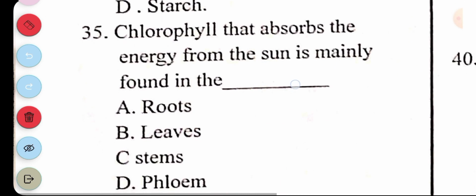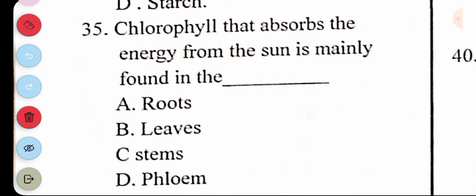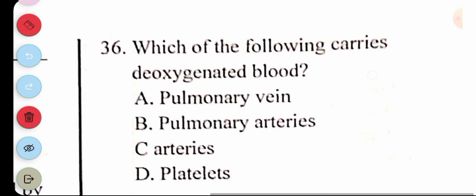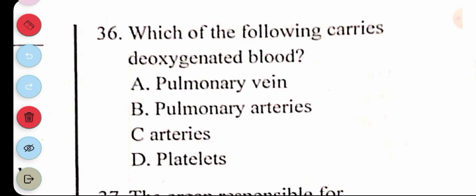35. Chlorophyll that absorbs the energy from the sun is mainly found in the A. Roots. B. Leaves. C. Stems. D. Phloem. The answer to question 35 is B. Leaves. Question 36. Which of the following carries deoxygenated blood?